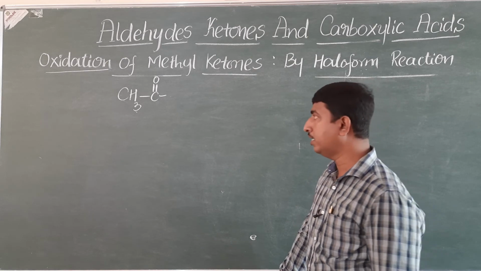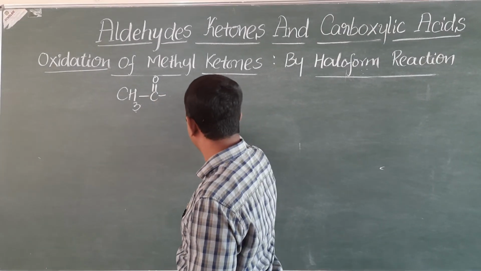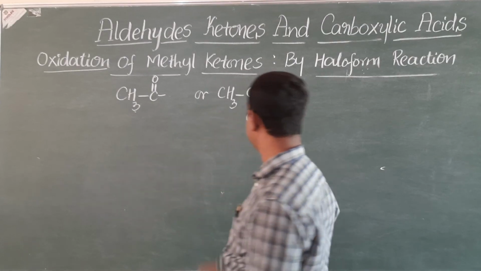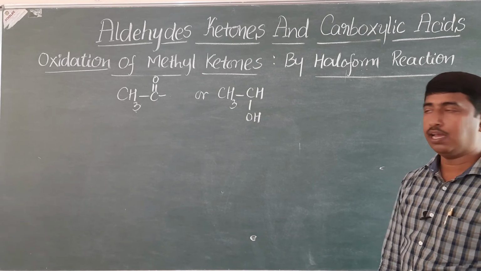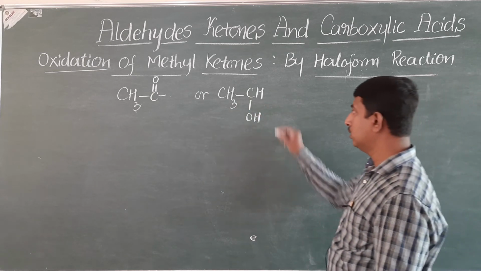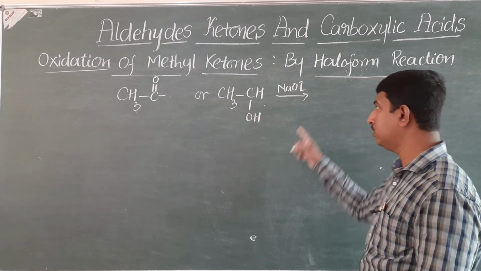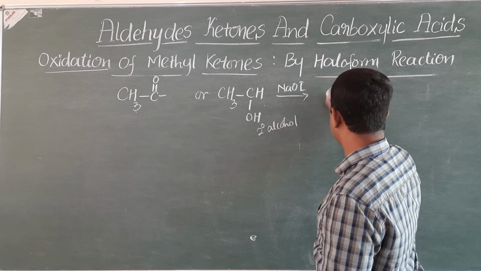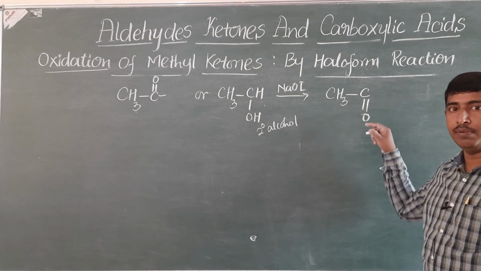So the iodoform reaction is used to detect the presence of the CH3CO group in the given organic compound, or it can also be used to detect the presence of a secondary alcoholic group. This is a secondary alcoholic group. CHOH means secondary alcohol, CH2OH means primary alcohol. So a secondary alcoholic group can also be detected by using the iodoform test, because secondary alcohol in the presence of sodium hypoiodide, or in the presence of an oxidizing agent, undergoes oxidation forming a ketone, that is CH3 double bond O.